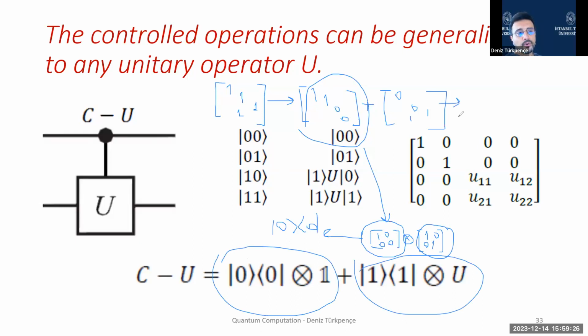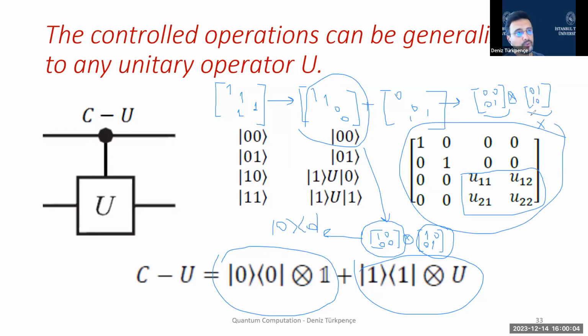Because this is also the matrix multiplication by this. So this is in fact the NOT gate, and this is the 1, 1 outer product operator. Instead of a NOT gate, there can be any gate here. So the general structure is in this form. This is the Dirac notation representation of a controlled operation, and this is the matrix representation of a controlled operation.